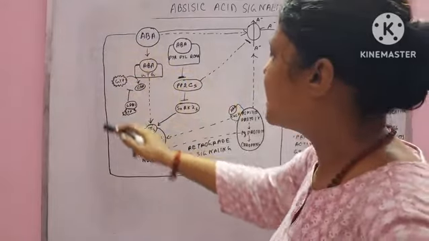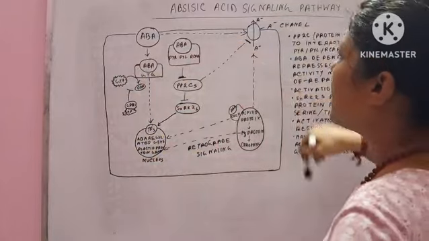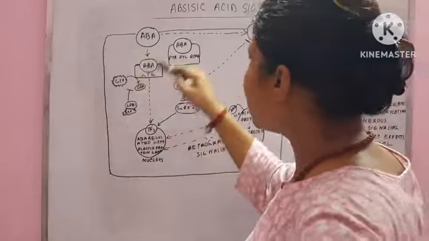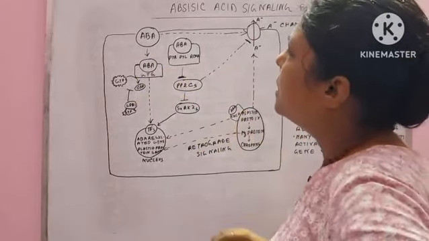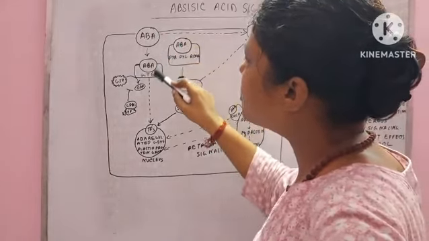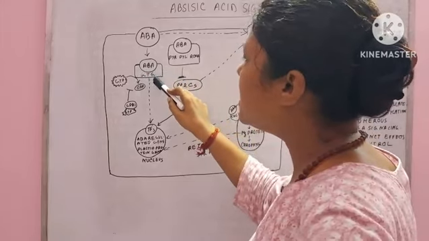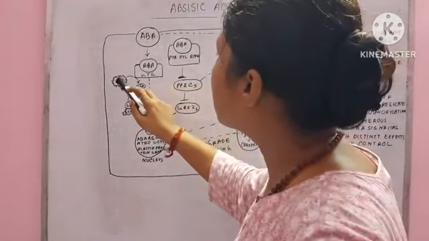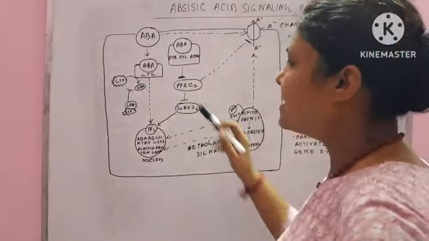So this is the plant cell, and this is the cell membrane, PM, plasma membrane, and this is the ABA hormone. This is the cytoplasm, this is the nucleus, and this is the plastid. So what is happening here? When ABA binds with this GTG, the receptor, which is a member of the GPCR family, the conversion of GTP into GDP occurs.